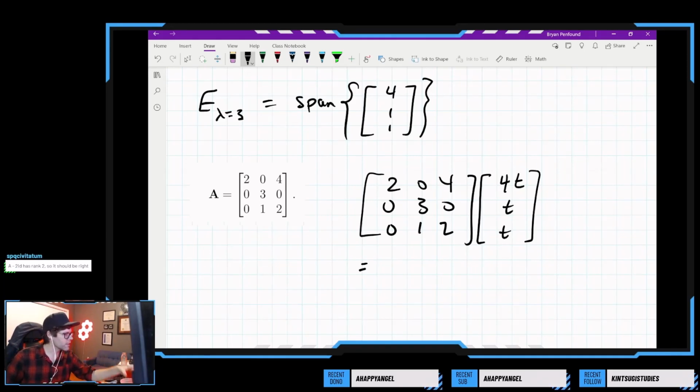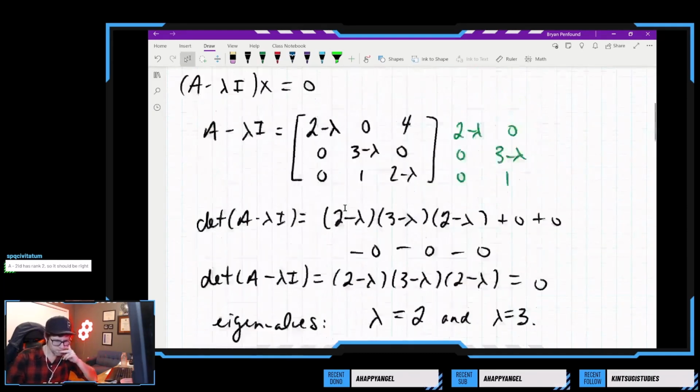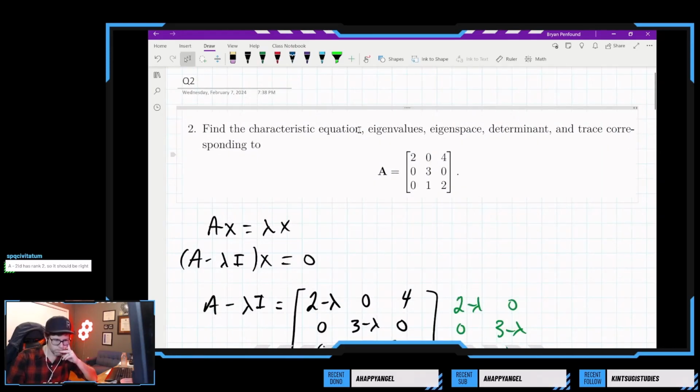Okay, thanks for the clarification, SPQ. Did it ask me to diagonalize? Oh, it didn't. It just wants the characteristic equation, eigenvalues, eigenspace. Okay, so I didn't have to diagonalize it, so phew.